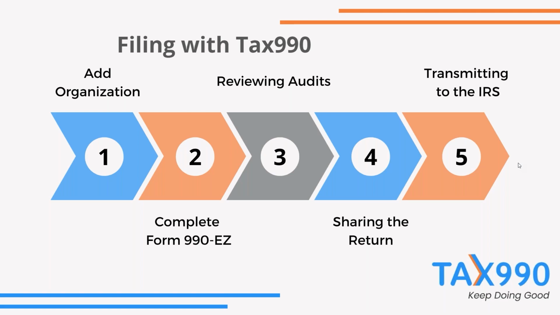Once you've completed the return, it will go through the internal audit to confirm all the information meets the IRS instructions and everything that is required to be completed by the IRS has been completed. We'll then provide the option to share the return with other members of the organization, and then the final step is to transmit it to the IRS. I will also note here that if you file this return for multiple organizations, you can manage all of those organizations from the same Tax 990 account, just to help you streamline that process.